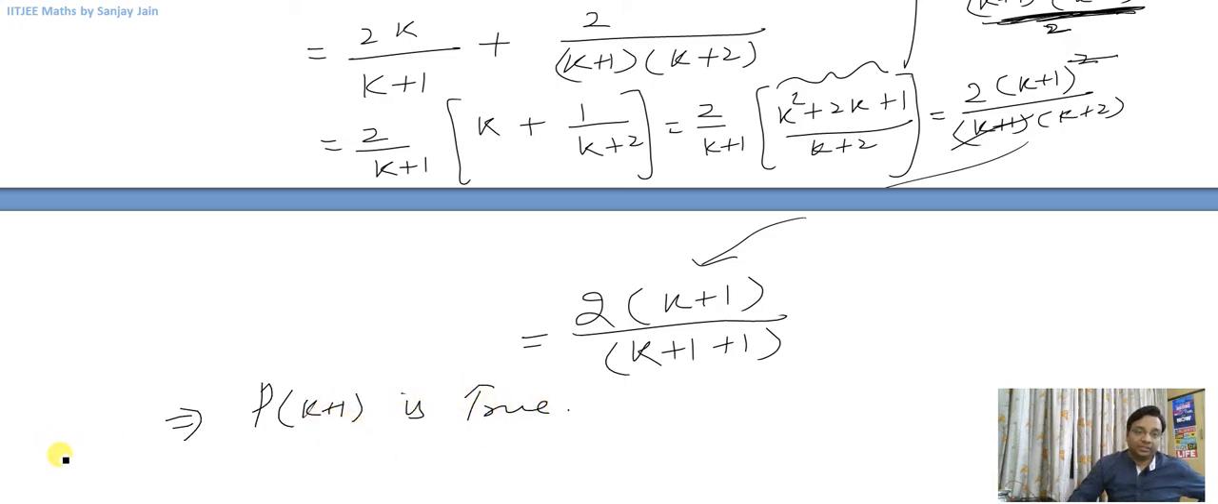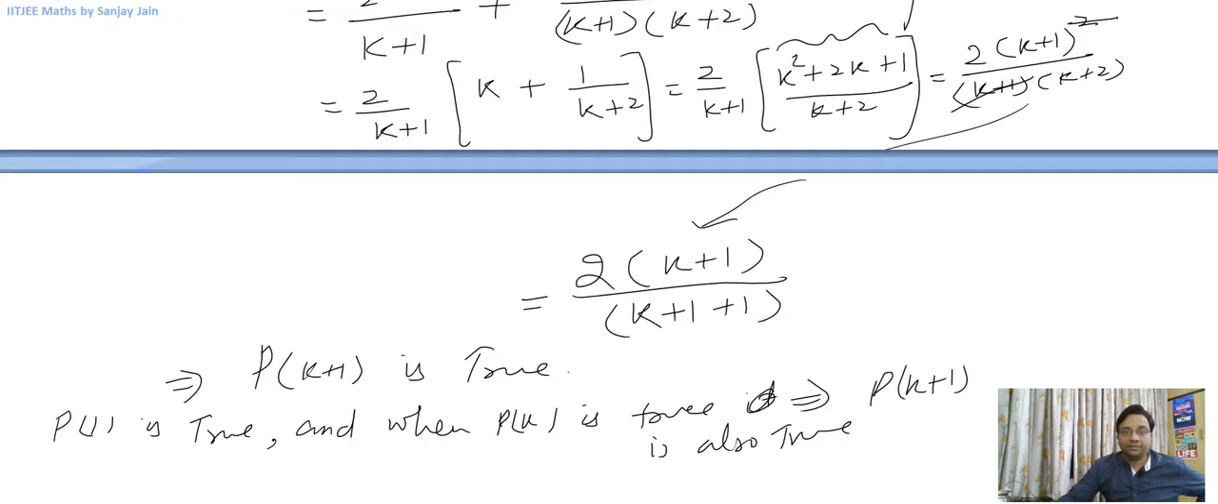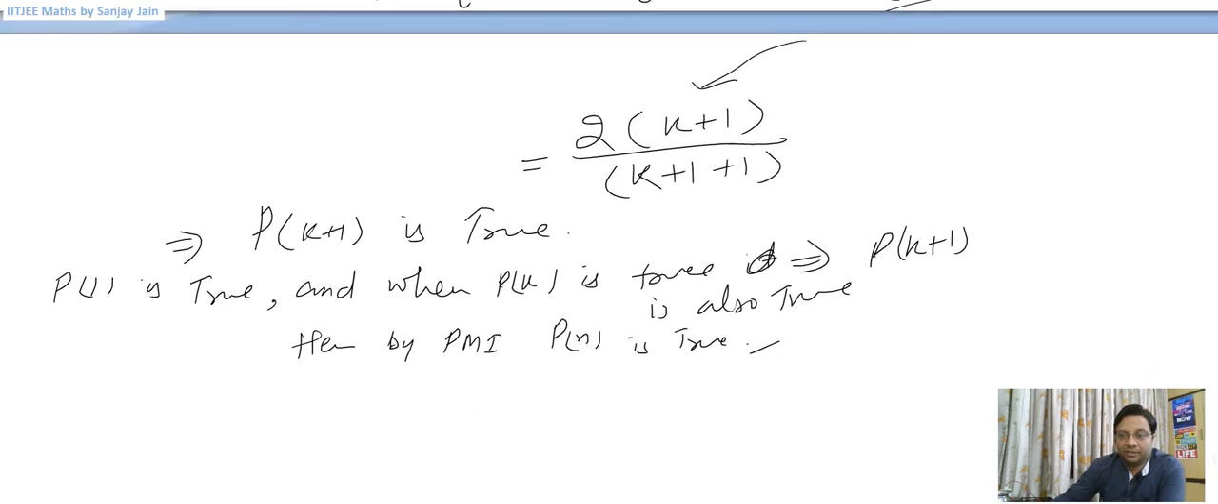Then you can make your statement that P of 1 is true, and when P of k is true, it implies that P of k plus 1 is also true. Hence, by principle of mathematical induction, the given statement is true, right? Hence, by principle of mathematical induction, P of n is true, and this was our target. Okay, so this is how we will approach these questions.